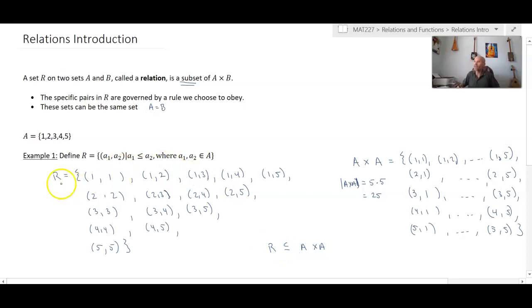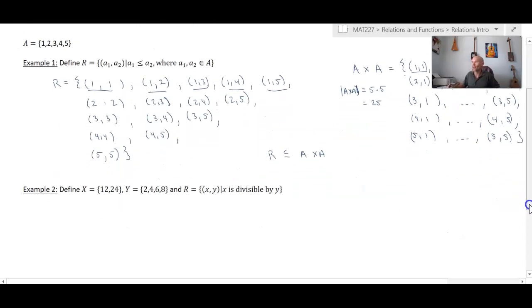Why? Well, because every single pair that's inside of R is also inside of A cross A. There's (1,1), (1,2), all the way up to (1,5), and these elements are just in the dot, dot, dot right there. Let's take a look at another example.